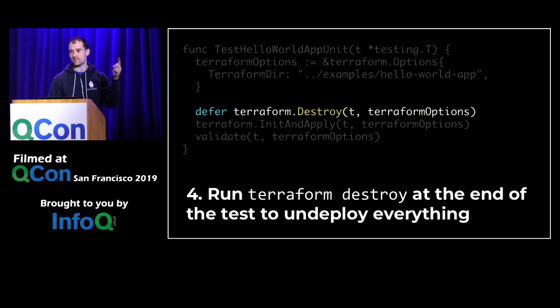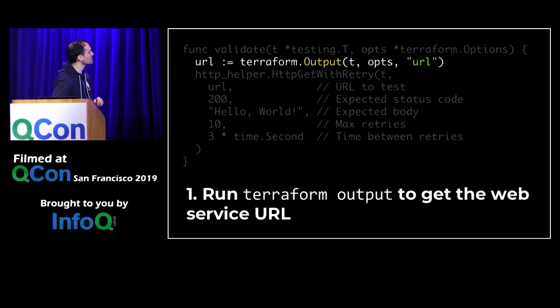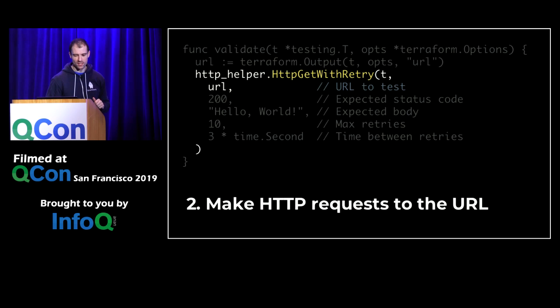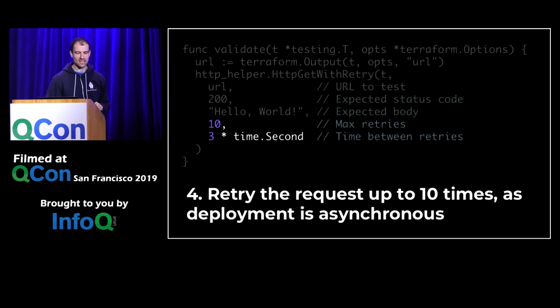Apply, validate, destroy. That's really what we're doing. The validate isn't particularly complicated. We're using a TerraTest helper to read that URL output. And then we're using another helper to make HTTP requests to that output. And we're looking for a 200 OK that says hello world. And we're going to retry it a few times because the deployment is asynchronous, so it's not guaranteed to be up and running the second apply finishes. So that's the whole test.